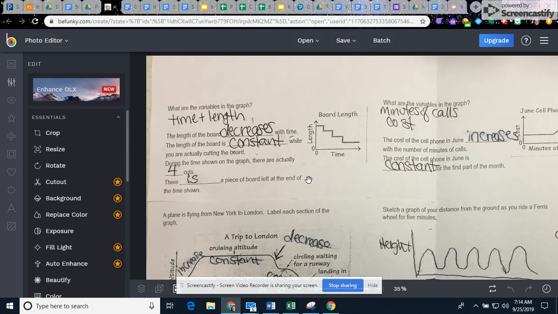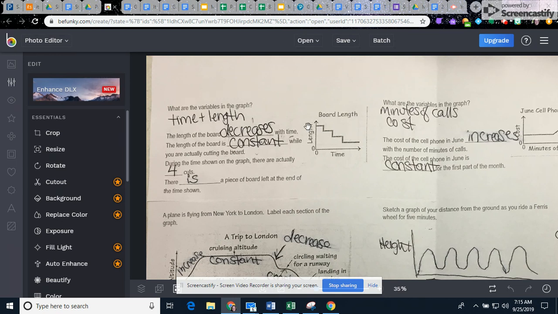So looking in the top left corner, you're going to see this graph, and our x variable is our time. And as time goes on, you'll see that length is our dependent variable. The length is depending on how much time has happened. So to start up here, it says the length of the board decreases with time. So you'll notice here the length is this big at the beginning of this time, and then at the end, it's all the way down here.